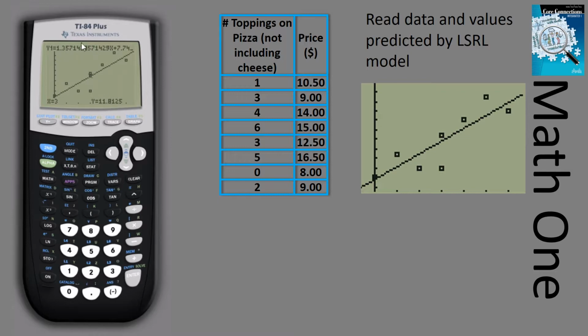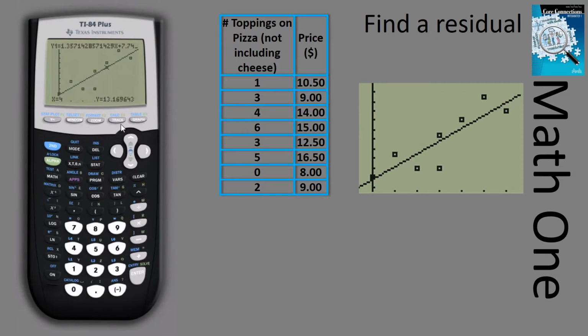As long as the equation's active and I'm within the range of my data, I could do this. So I could say, oh, what about a 4-topping pizza? And you can see it jumps right to there. We're going to use that now to discuss residuals.